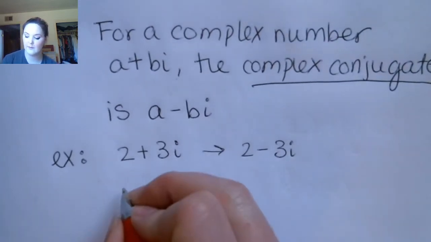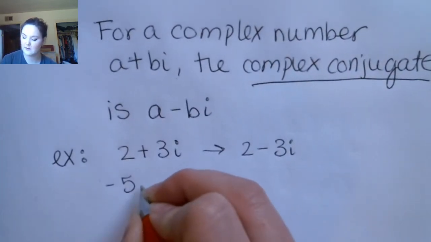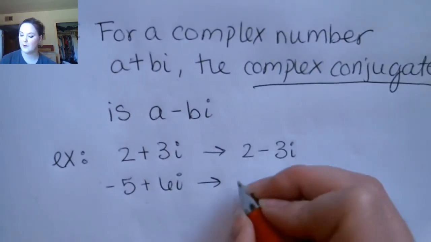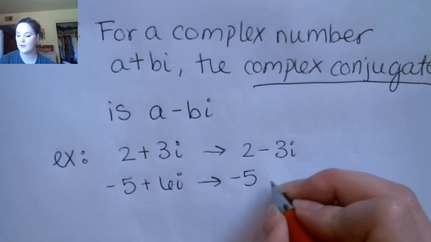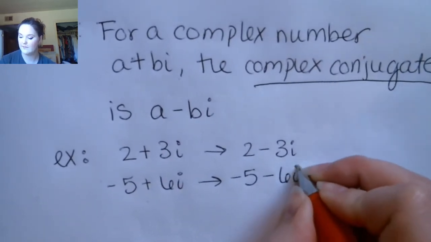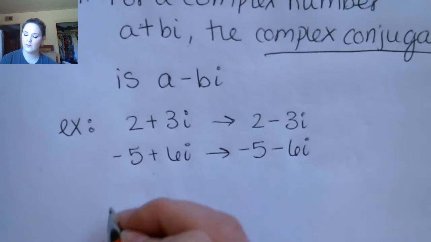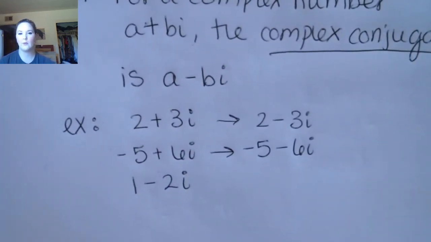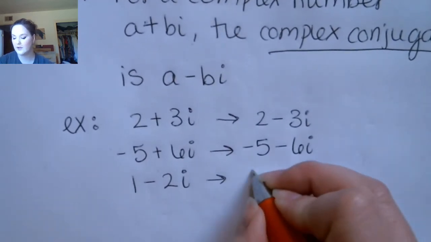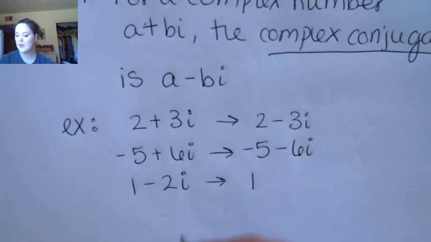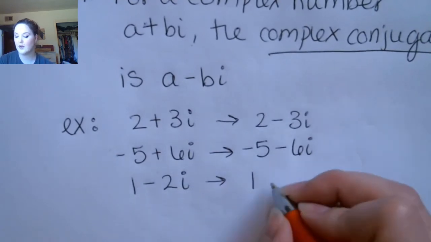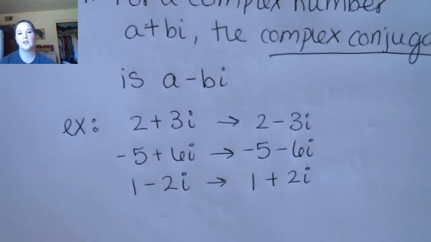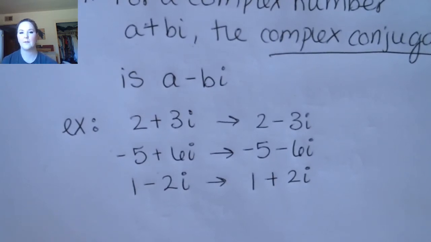We might have something else. Again, the real part stays the same, the complex part has the opposite sign. Now what if you already have a negative complex part? Well, the real part stays the same, and the imaginary part gets the opposite sign. So if it was already negative, then the complex conjugate has a positive imaginary part.